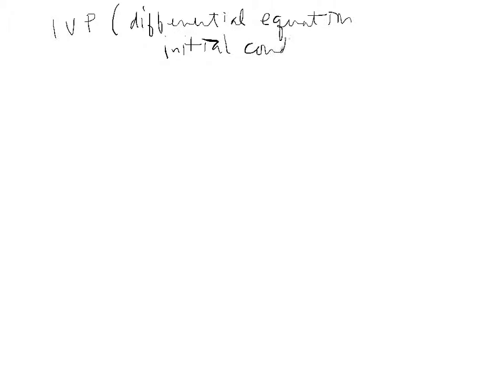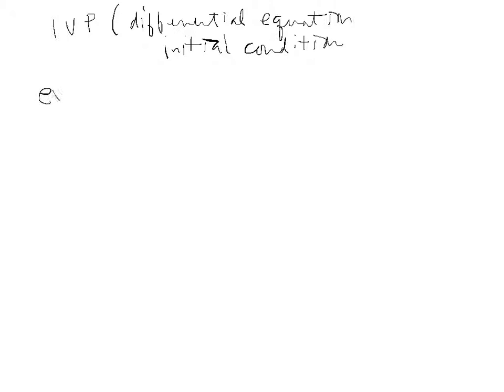Hi guys, now I'm going to do what's called an IVP. This is a differential equation with an initial condition. So it's a differential equation, just like the one I just showed you, except it has an initial condition. That's why it's called an IVP, initial value problem. Again, I'm going to give you an example to help you understand this.